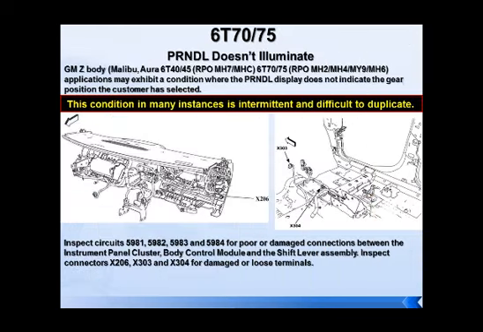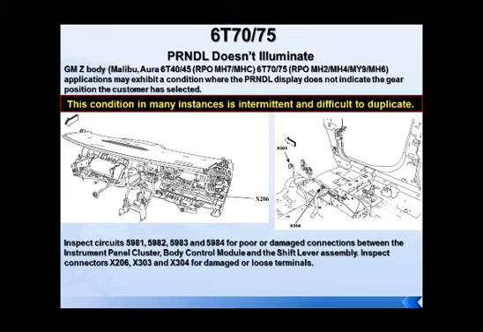Malibus and Auras, PRNDL does not work. So your PRNDL display is intermittent. Sometimes it works, sometimes it doesn't work. We've had some wiring issues with these cars. Primarily the wiring issues are in these 3 connector areas. So as you can see, X206, X303, and X304.